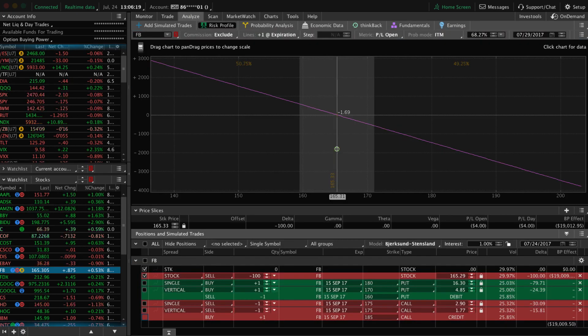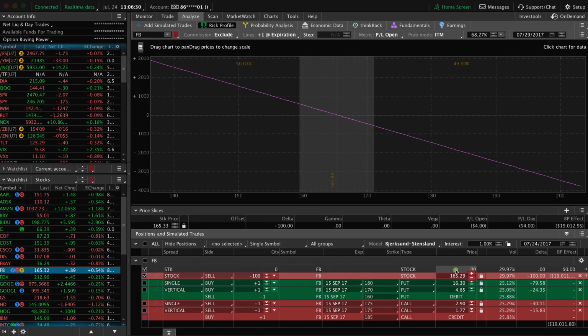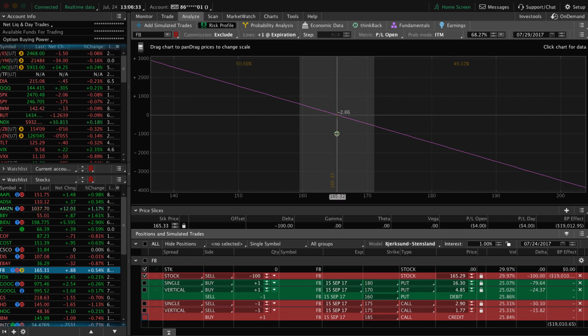So the first strategy we'll look at is selling stock. So I've clicked the box down here where we show selling 100 shares of Facebook stock at the current market price, which is about $165.29. If we put our price slice right where the stock is trading right now, you can see it shows the probabilities on the downside about 49% and the upside about 50%. So like I said, it's about a 50-50 bet whether you'll be profitable on this trade or not. And as far as the amount of capital, because it's trading at $165.29, you're going to need to put up $16,529 to short 100 shares of Facebook. So that's a lot of capital.